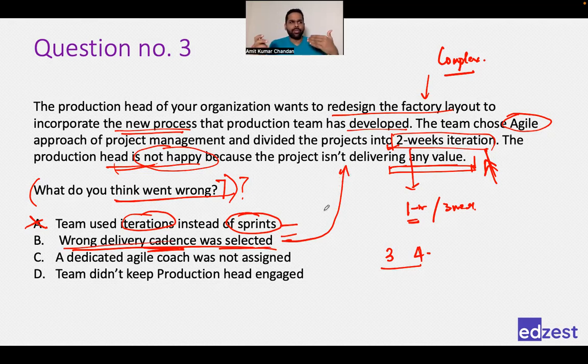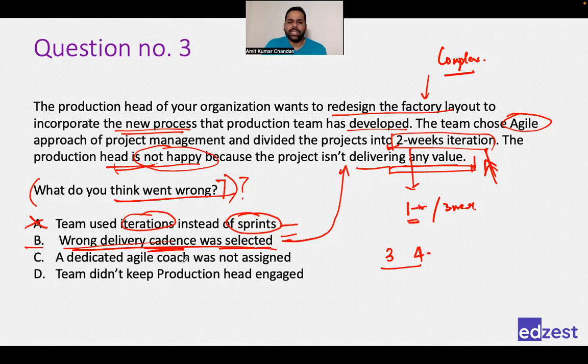Okay, we don't have to make a 100% connection that yes, definitely because of this only they are not delivering value. We have to find something which could relate to that. Can this? Yes. So we'll park it.